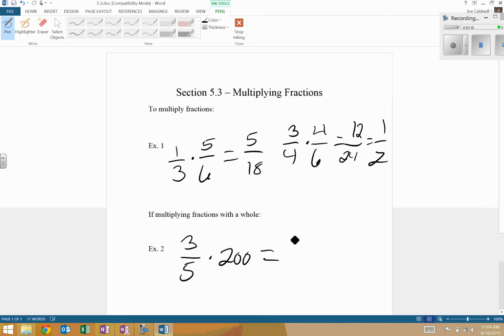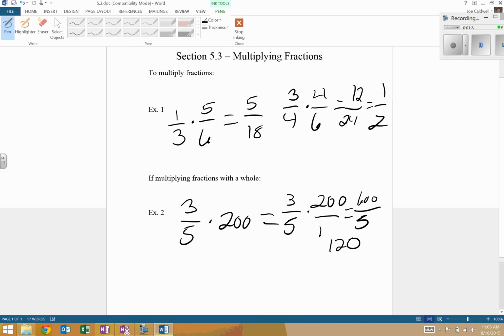If you're multiplying something by a whole number, let's say it's 3/5 times 200, even simpler. All you do is make that whole number a fraction by putting it over 1. Same thing. Now you have 600 over 5, and 5 goes into 600 120 times.